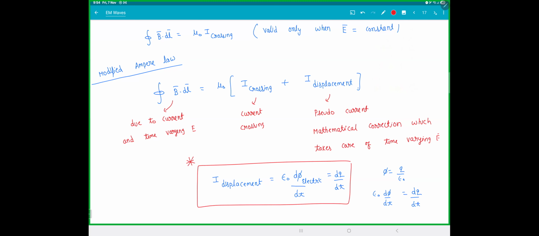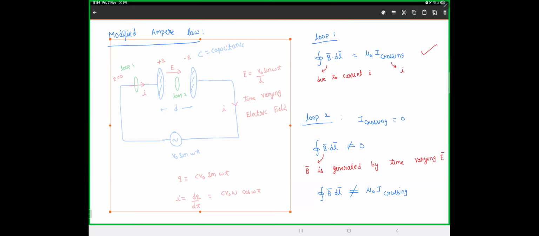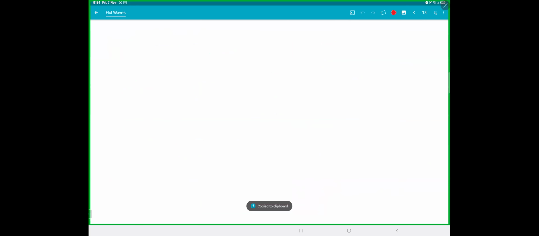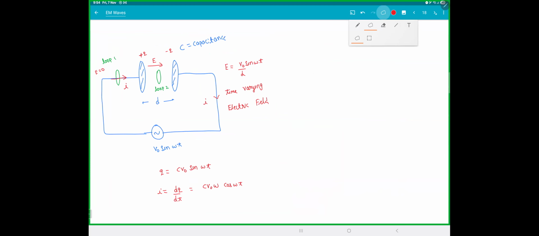Are you getting the story there? So Ampere's law started becoming wrong because we didn't take into account that electric field can also create a magnetic field. So the regular Ampere's law is valid only when you use it for current carrying loops. So the actual equation I should use is this.